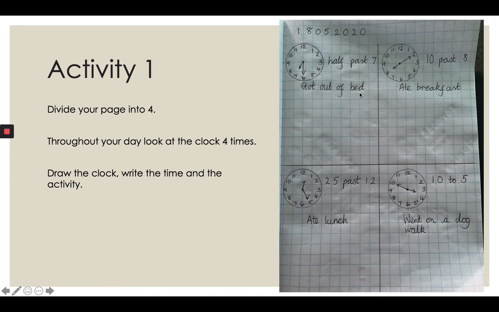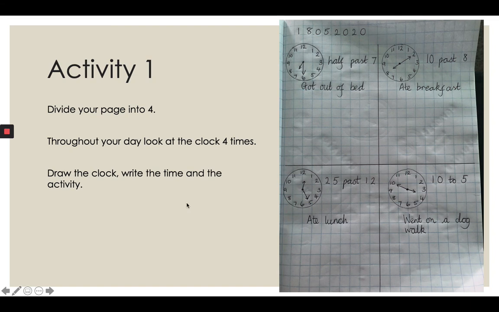So I got out of bed. Then I looked at the time again when I ate my breakfast, and the time was 10 past 8. Then I looked at the time when I ate my lunch, and it was 25 past 12. You can see here. Then when I went on a dog walk, and it was 10 to 4. Oh, this should be 10 to 4. Ignore that, it should be 10 to 4.